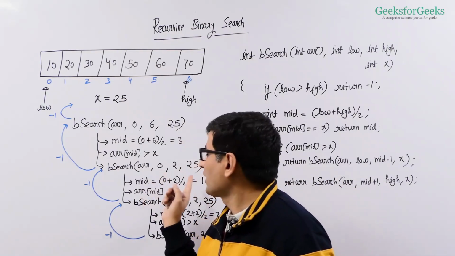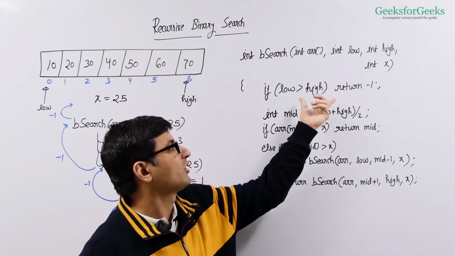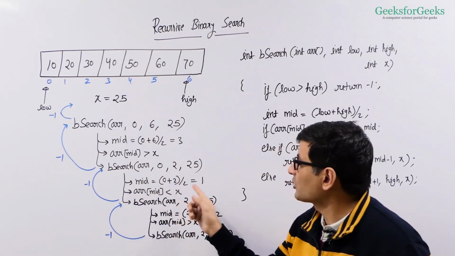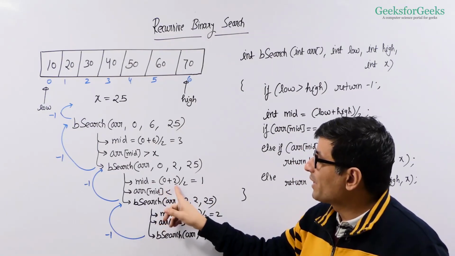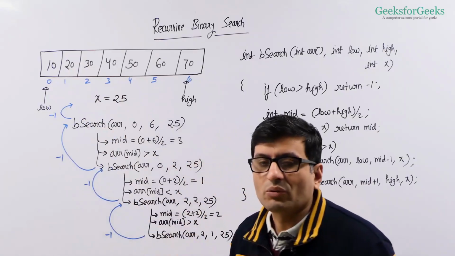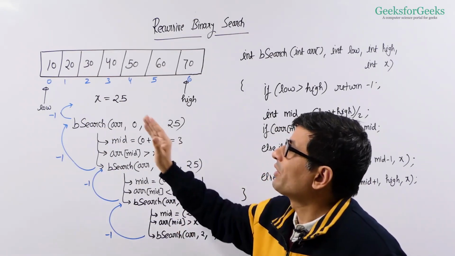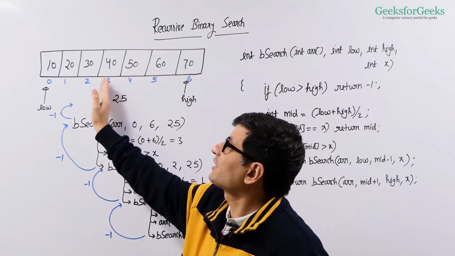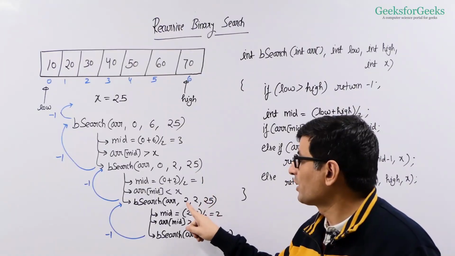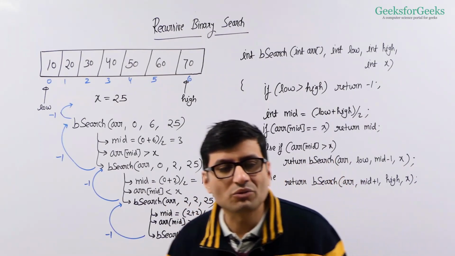So low is 0 and high is 2, and low is smaller than or equal to high, so we do not fall into this base case. We compute mid, and mid comes out to be 0 plus 2 by 2, 1. We compare array mid and next. We compare 20 and 25, and 25 is greater than 20. So what are we going to do? When 25 is greater, we are going to go to the right side. To go to the right side, we change our low to 1 plus 1, 2. So this is our next recursive call, and it's going to begin its execution from here again.